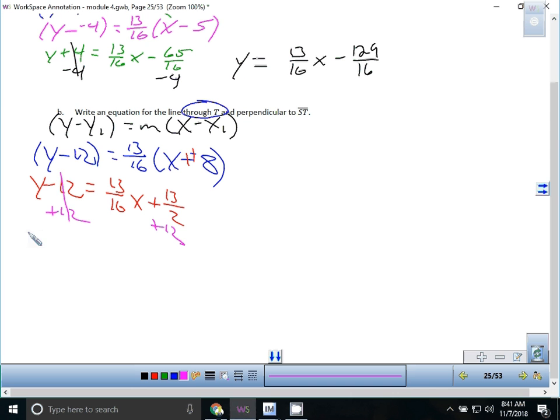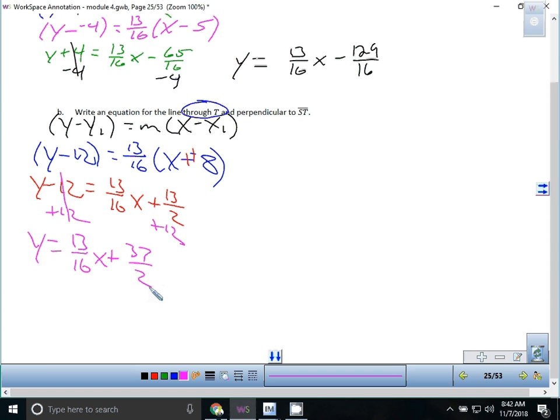So as a fraction, it would be 13 over 16x plus, and that's 24 over 2, and that's 13 over 2. So that'd be 37 over 2. And 37 over 2 is going to be 18.5. And there's our answer.